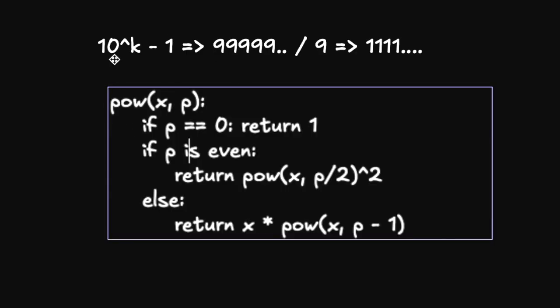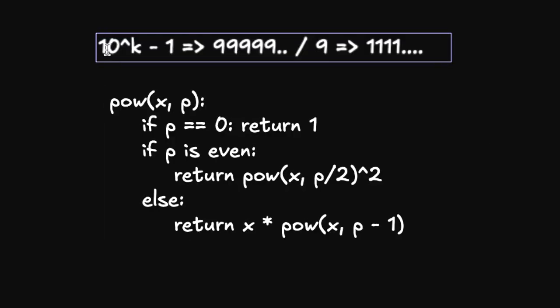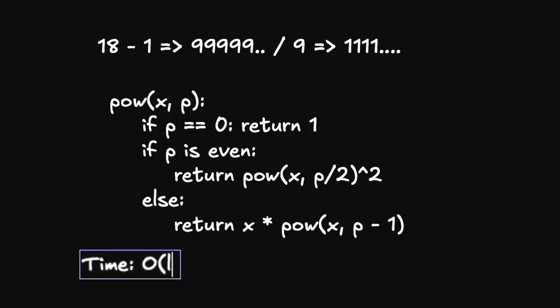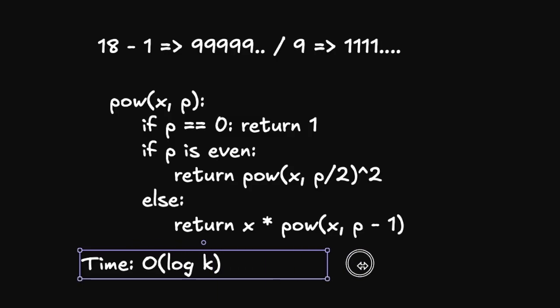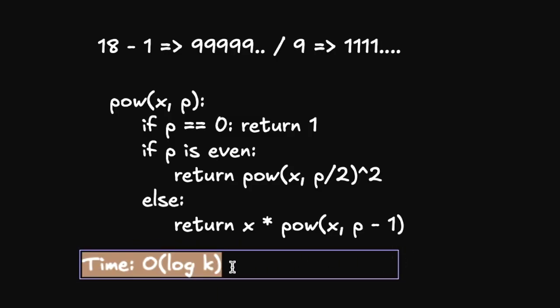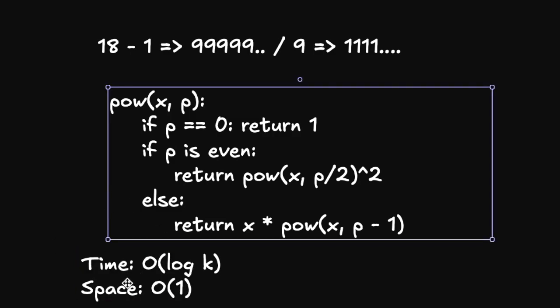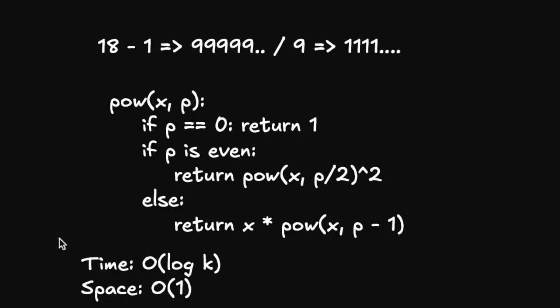As a result, this 10 to the power of k will result in log k time. This is also our time complexity, which I think I didn't mention before. So the time complexity for the solution is O(log k), and then the space is O(1). That's the complexity analysis for the solution.